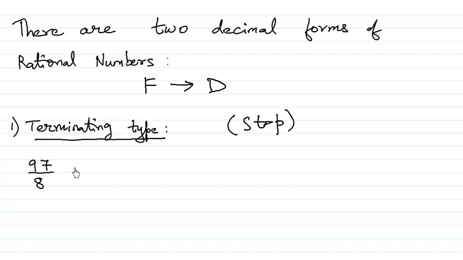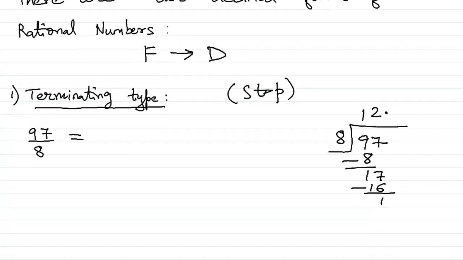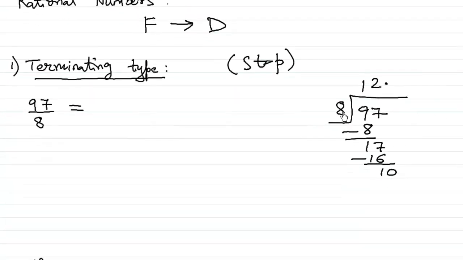For instance, let us divide 97 upon 8. So we have 97 divided by 8. 8 ones are 8, 1 remainder, 7 brought down. 8 twos are 16, 1 remainder. And then we can put a decimal point and take a 0 at one time. Then we have 8 ones are 8 again, and then 2 remainder, a 0 at one time, and 8 twos are 16. 4 remainder, a 0 at one time, 8 fives are 40. So the remainder now becomes 0.